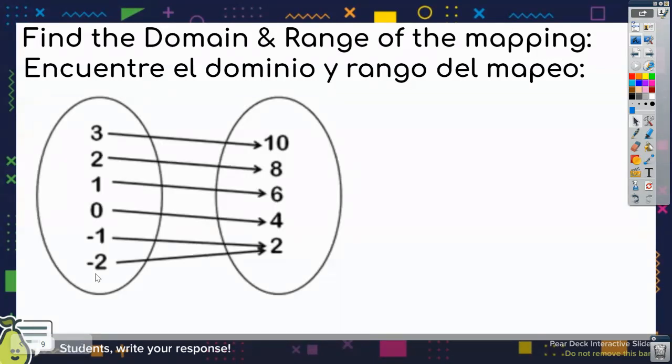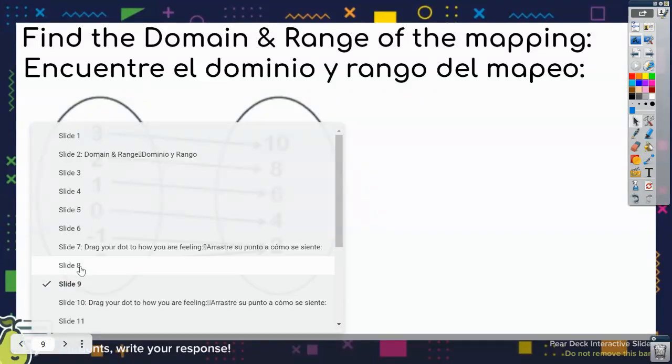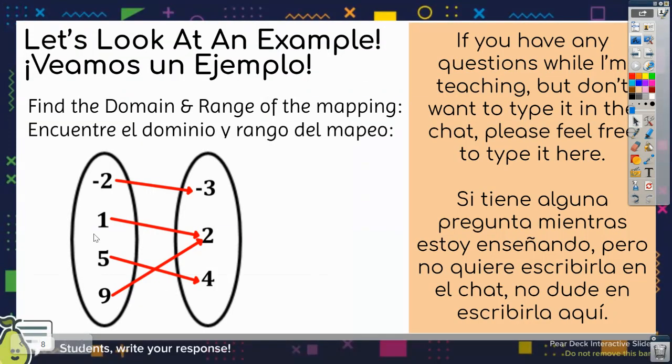Let's talk about domain and range of a mapping. Y'all give me a second. There we go. So it's still the same idea. Input is my domain.